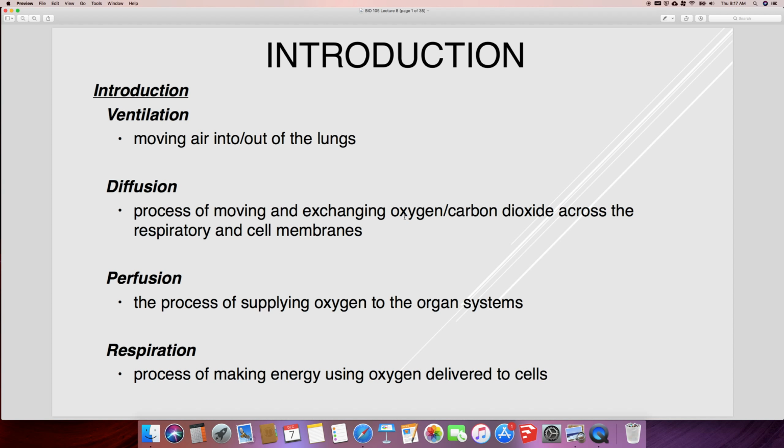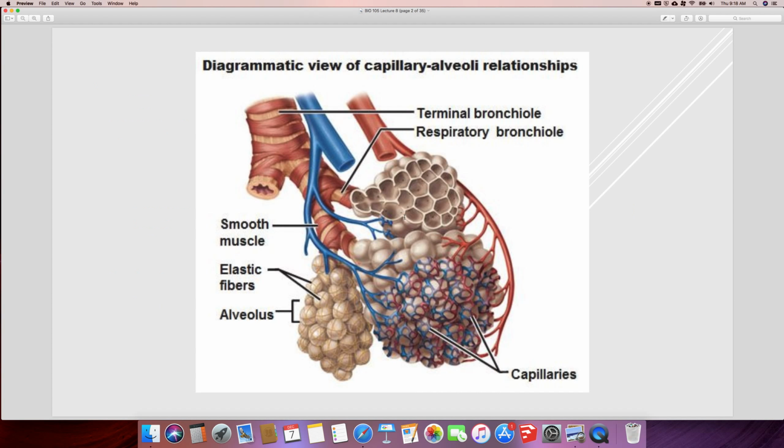And then diffusion, this is the movement of oxygen and carbon dioxide across the respiratory membrane as well as cell membranes. So it's really a two-step process. We need to get oxygen from the alveoli into the blood, and then from the blood we need to get that oxygen into the cells. And then of course CO2 just goes the opposite direction. Perfusion, this is the process of supplying oxygen to the body, to the organs. And then respiration, this is using that oxygen to make enough energy to keep us alive.